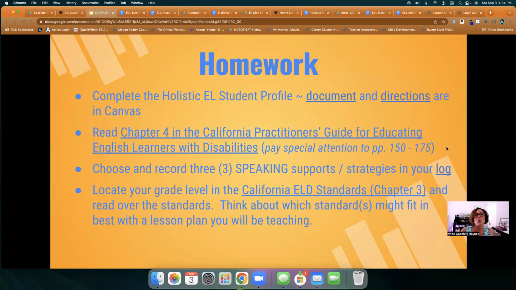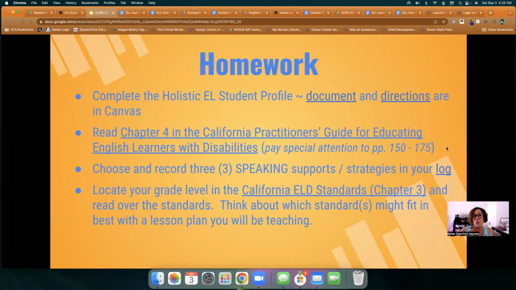You are going to be using these in developing a lesson plan. One of the things that you do in this program is create lesson plans, right? I'm not going to have you create a full-blown lesson plan. I'm going to have you use one that you've used or that you've written. I'll tell you more about that next class. But one of the things you are asked to do in your lesson plan is cite the ELD standard or standards that are going to be addressed with your lesson plan. So the more you become familiar with what those ELD standards are for your grade level, the better off.